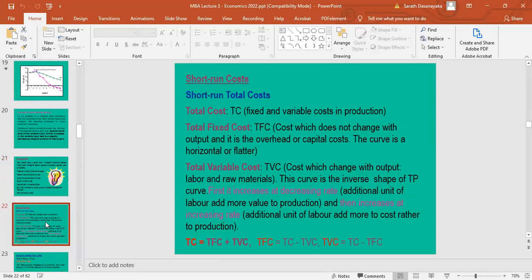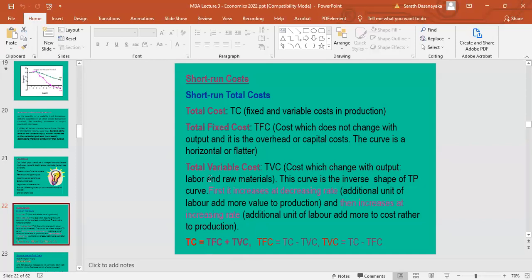And the short run cost concepts, you can see the short run total cost. Total cost means TC, fixed and variable cost in the production. Then you can see here TC equals TFC plus TVC, total fixed cost plus total variable cost. You can see capital cost and labor cost, maybe raw material cost.